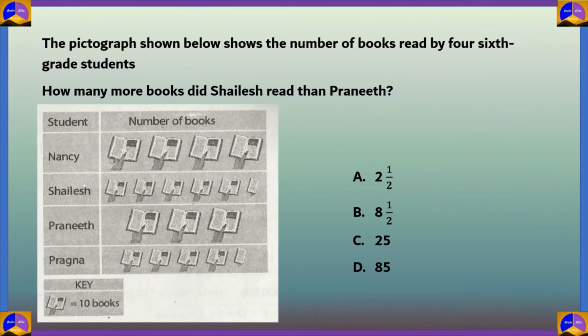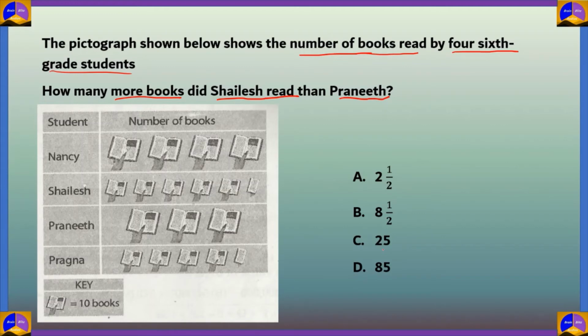Next question. The picture graph shown below shows the number of books read by 4 6th grade students. How many more books did Shailesh read than Praneeth? Option A, 2 1/2. Option B, 8 1/2. Option C, 25. Option D, 85.